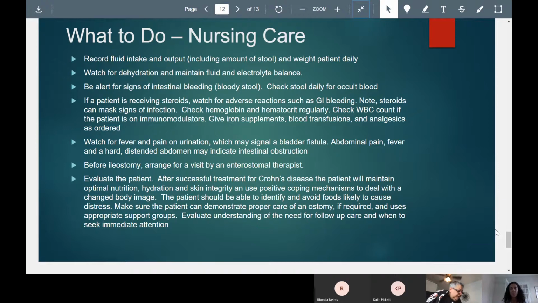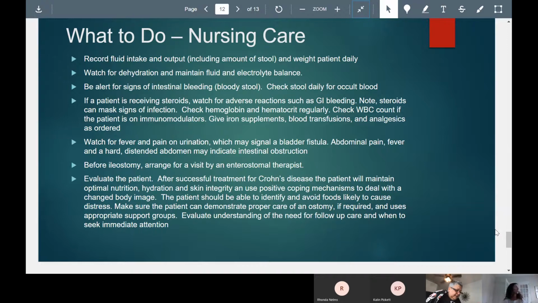If they have to have an ileostomy, arrange for a visit by, I guess there's special therapists. I don't know if all hospitals have this, that are called enterostomal therapist.